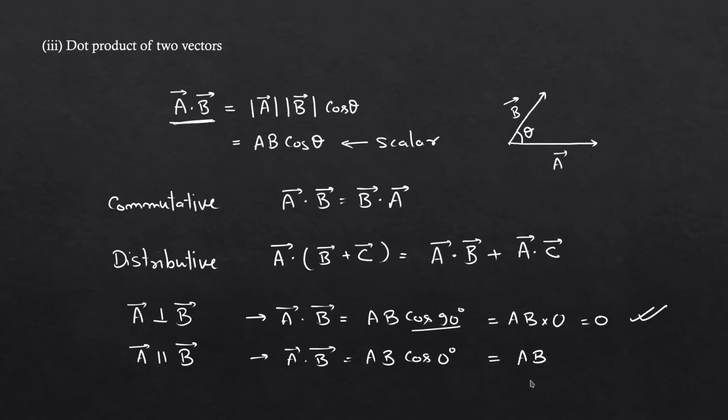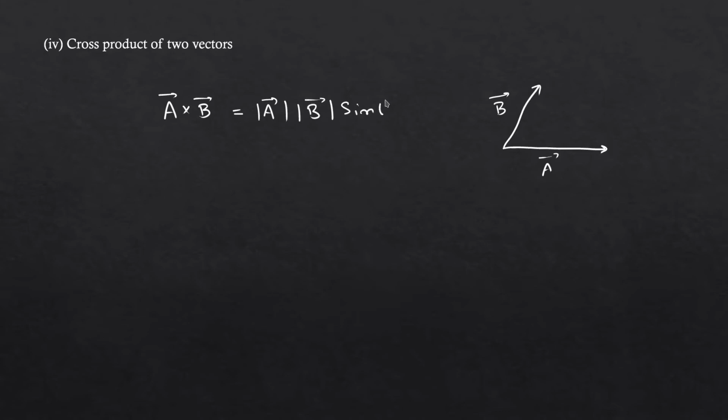Okay, so the next operation we have is the cross product of two vectors. Let me draw it. Suppose you have vector A and you have vector B. Their cross product A cross B is defined as mod of A, mod of B, sin theta, into n cap. So let's see what this describes.